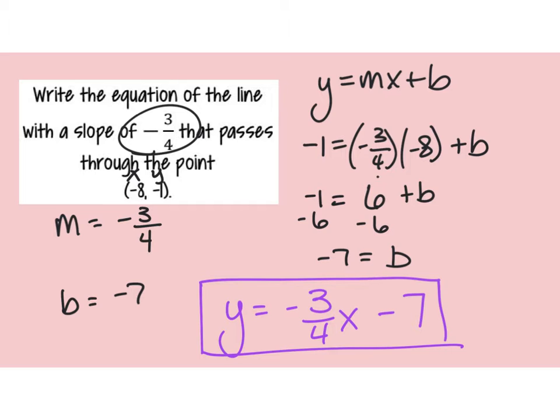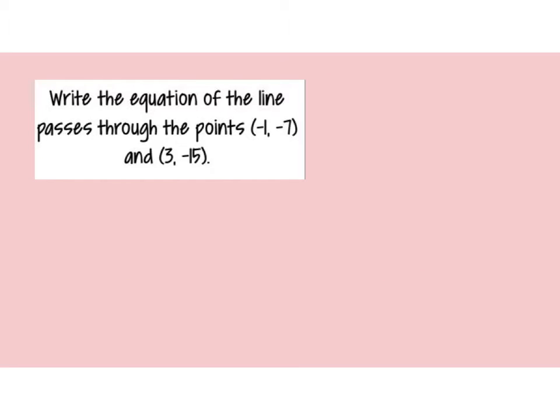Okay. Now the next one, in this case, we're writing an equation still, but if you notice, we have 2 points. So this time we have to do some more work. We have y equals mx plus b still. We still need an m, and we still need a b. But unfortunately, we have to find the m and the b in order for this to work.